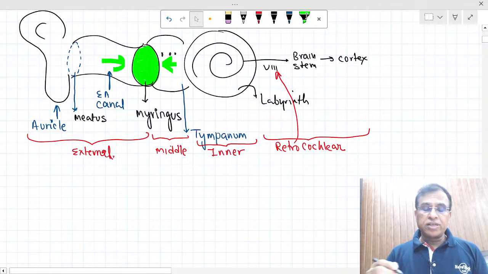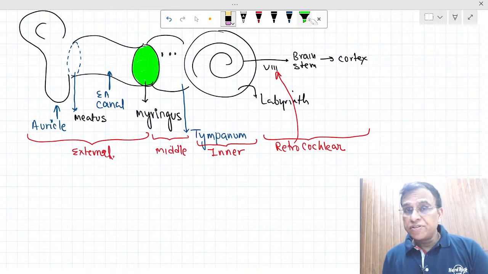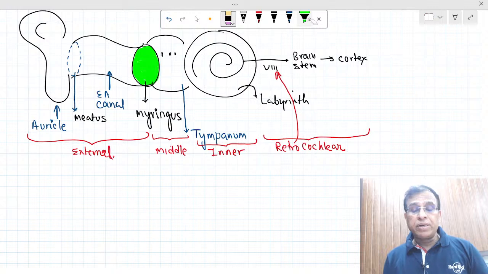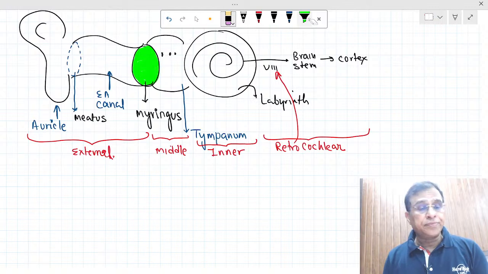So, outer surface of the tympanic membrane belongs to the external ear and inner surface of the tympanic membrane belongs to middle ear. That means tympanic membrane belongs to both external ear as well as middle ear. Depends on which surface you are dealing with. So, tympanic membrane also is a part of middle ear.